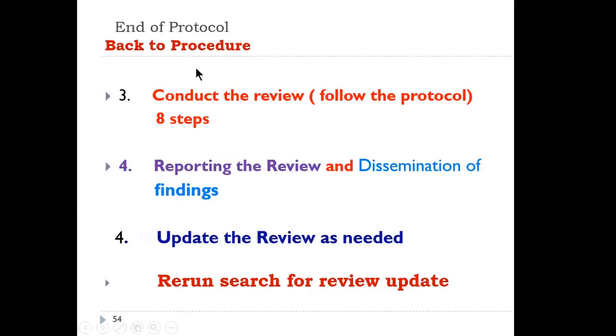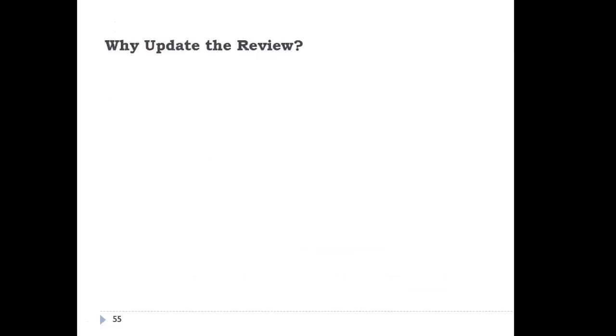Now we are back in the procedure. Item number 2 was creating the protocol, and phase 3 is conduct the review, follow the protocol. Now there were 8 steps. You follow all those steps when you conduct it. And then the 4th step, reporting the review and dissemination, update the review as needed, rerun search for review update. Okay, so that's the procedure. Okay, right.